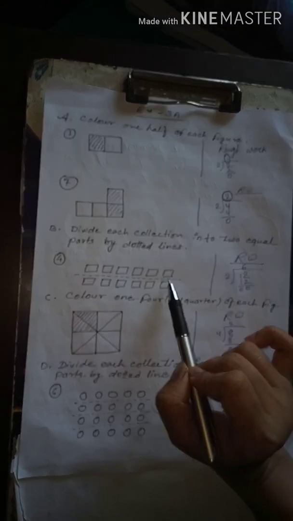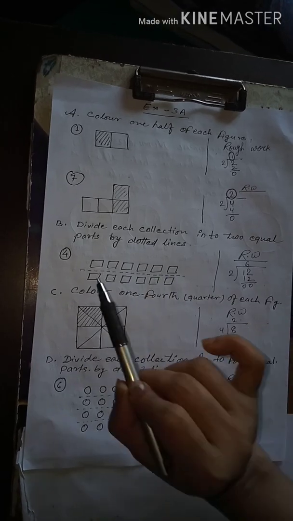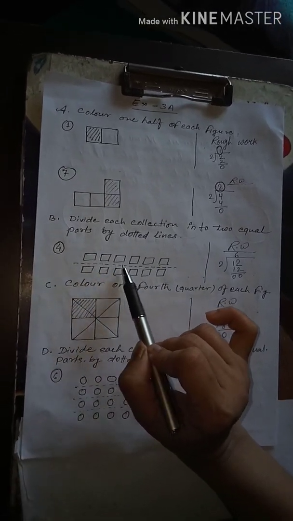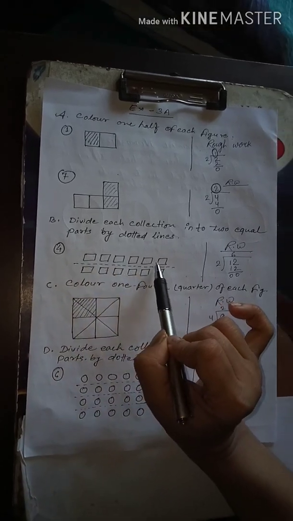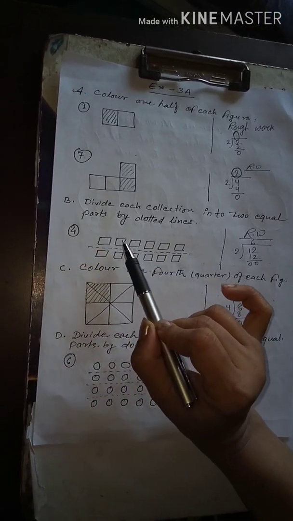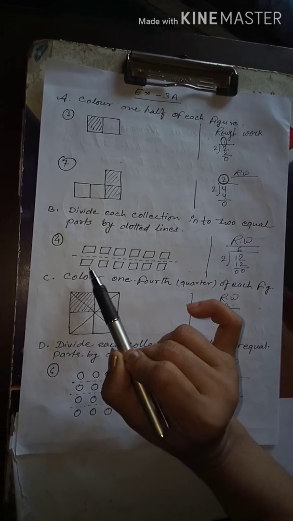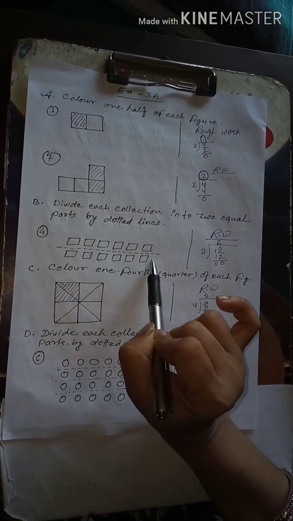So in each part how many things should be there? 6 things. So just you divide into 2 equal parts like that, and in each part how many things are there? 6 things. 1 2 3 4 5 6. 1 2 3 4 5 6.